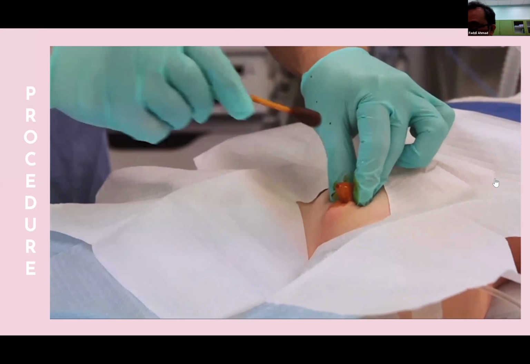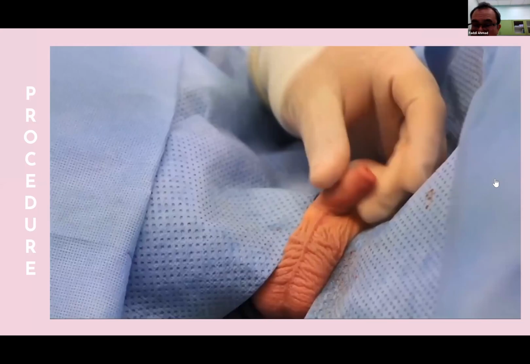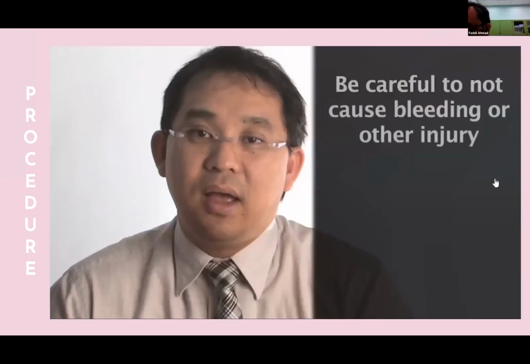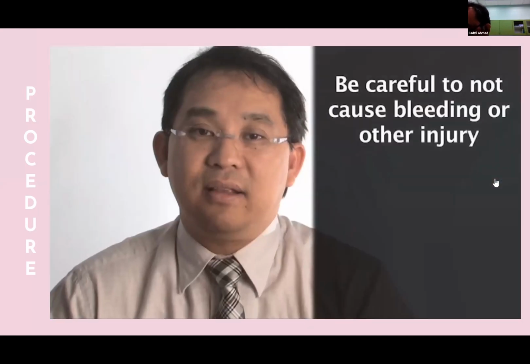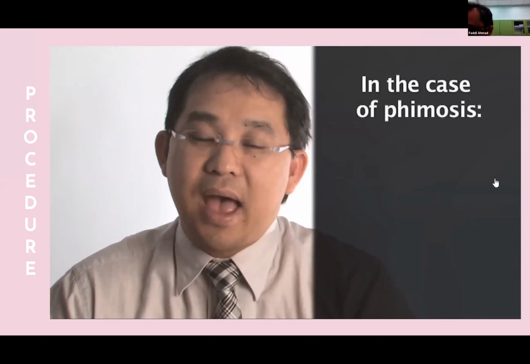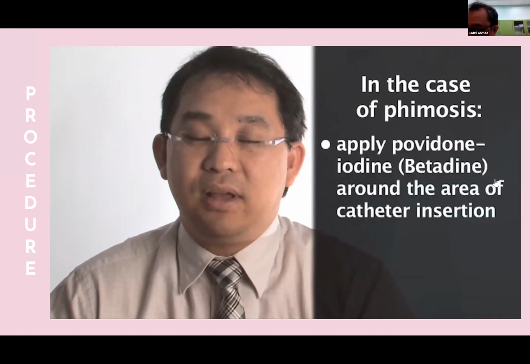In boys who are uncircumcised, it's advisable to just gently retract the foreskin to the point where the urethral meatus is exposed. Careful attention should be paid to not retract the skin so much as to cause bleeding or injury. If, however, there is physiologic phimosis and the foreskin cannot be retracted in order to visualize the urethral meatus, the betadine should just be applied generously around the area of catheter insertion.